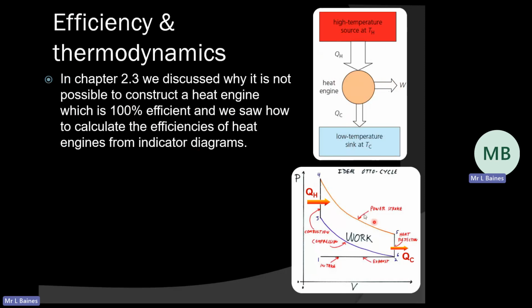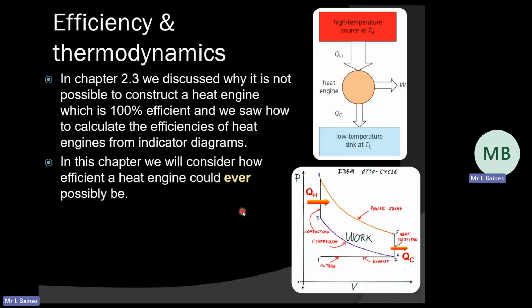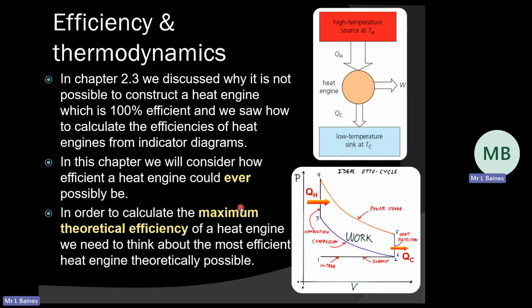We can also look at our indicator diagrams, so we can talk about this work. We know that we are going to lose this amount of work underneath because we have to put that much work in. So again, we can't be 100% efficient. But we're going to think about theoretically how efficient it could be. In calculating the maximum theoretical efficiency, we need to think about the limit.